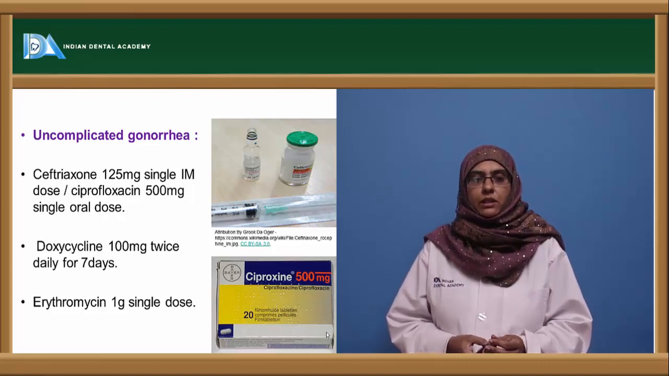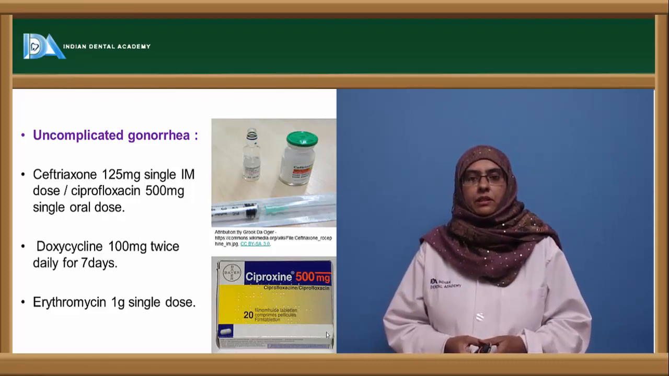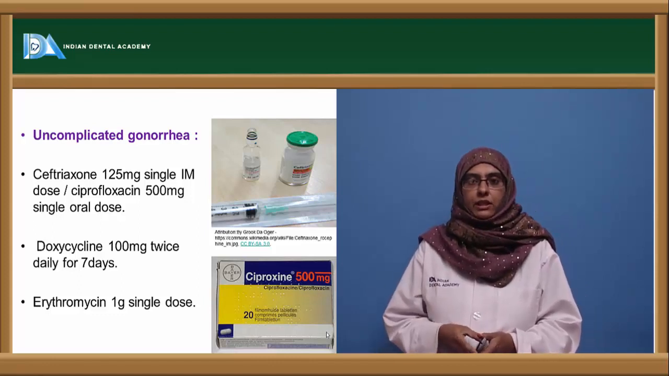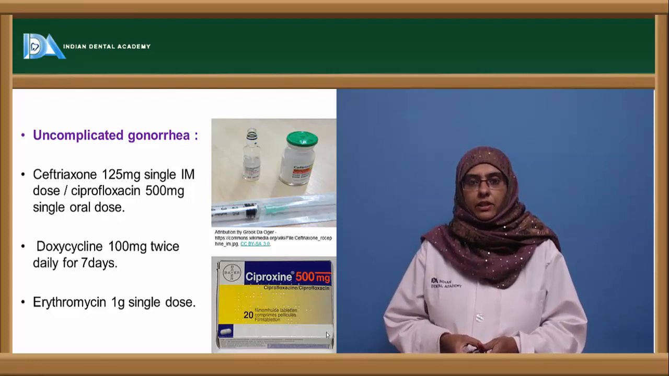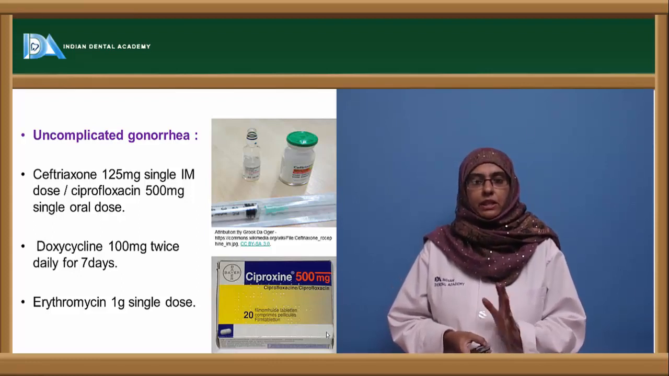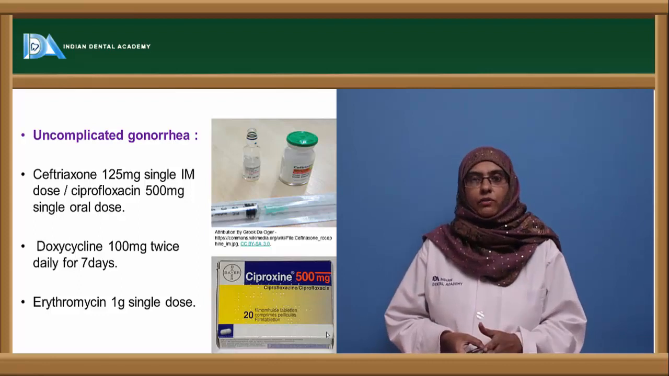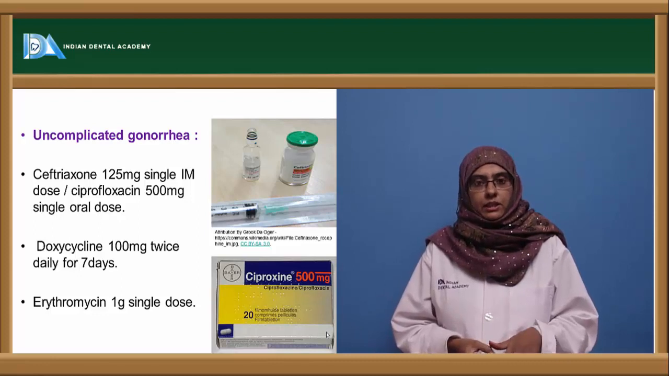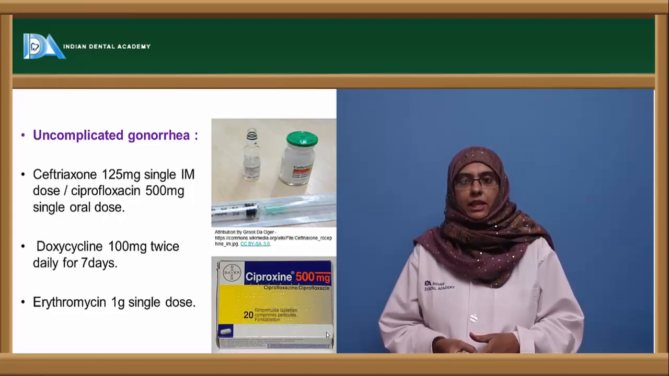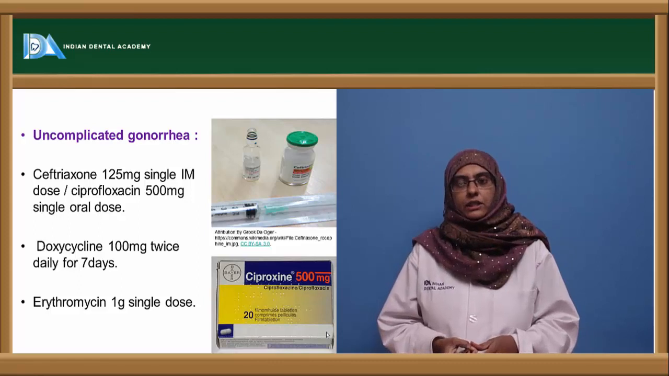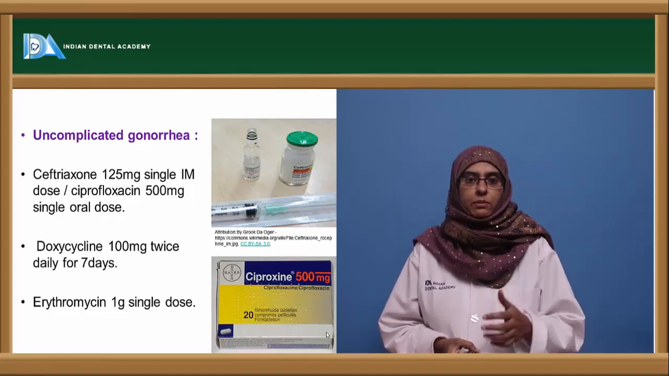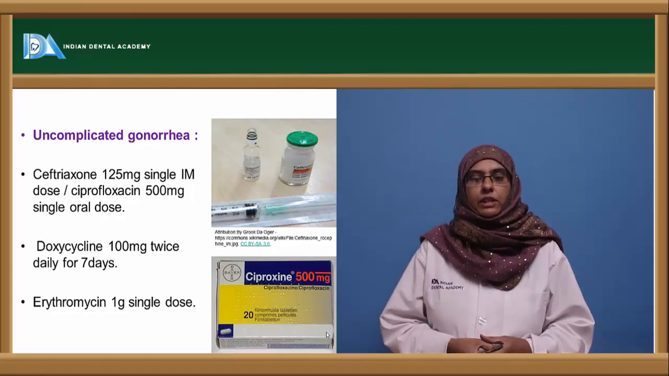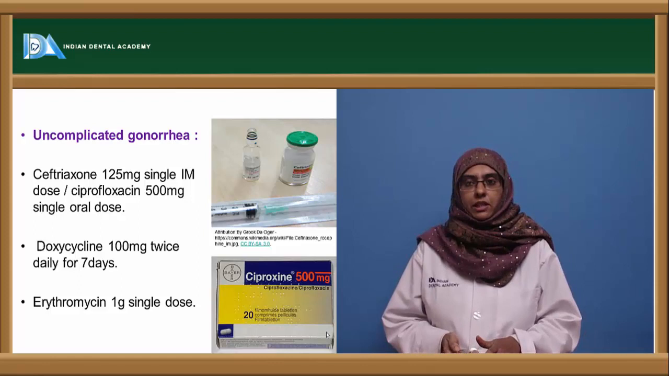So according to the Centers for Disease Control and Prevention, you can use certain drugs for uncomplicated gonorrhea. They are ceftriaxone 125 mg, which is given in a single intramuscular dose, or you can go for ciprofloxacin 500 mg, which is given in a single oral dose. Next is doxycycline, where 100 mg of the drug is given twice daily for 7 days to eradicate the infection. Apart from that, you can also go with erythromycin 1 gram, given in a single dose.